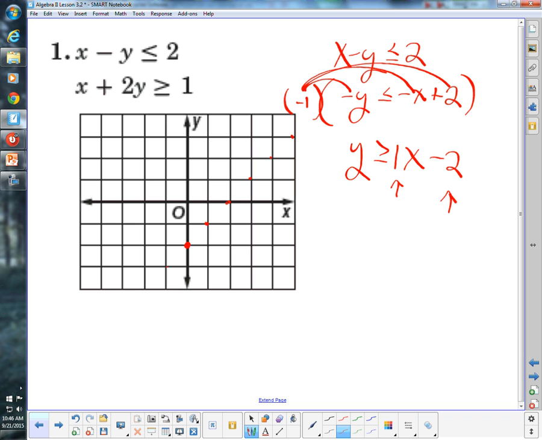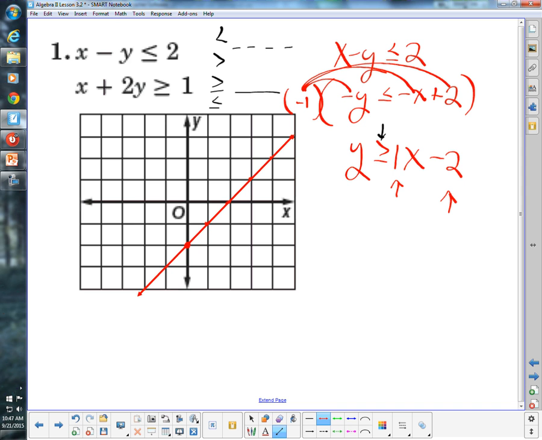Now remember some of the basic rules: if you have the less than or the greater than sign, that means you're going to be using a dashed line. If you have the greater than or equal to, or less than or equal to, you would use a solid line. Because I have the less than or equal to, this is going to be a solid line. So I'm going to draw a solid line going all the way across that graph.